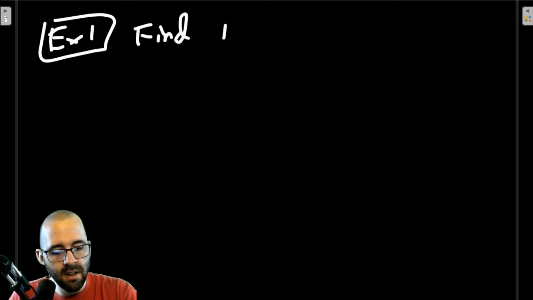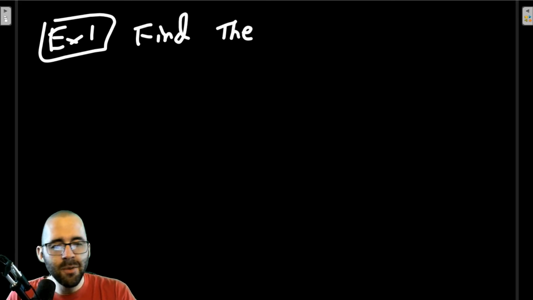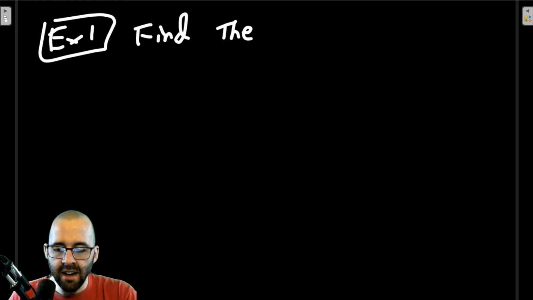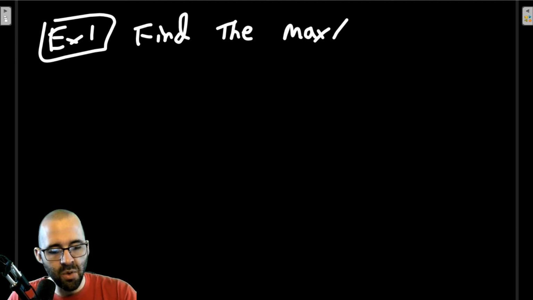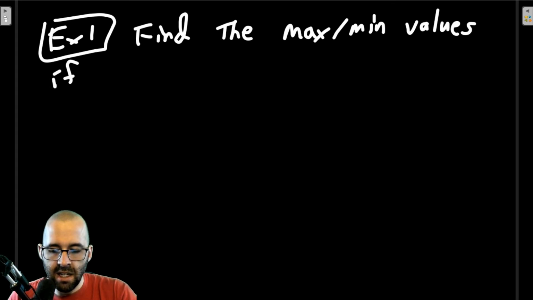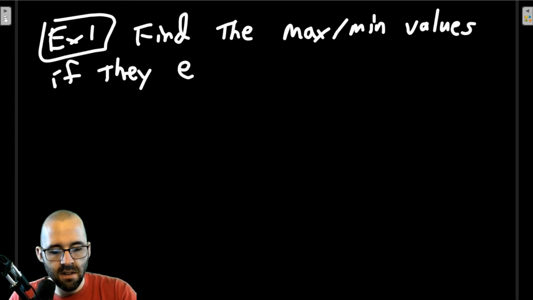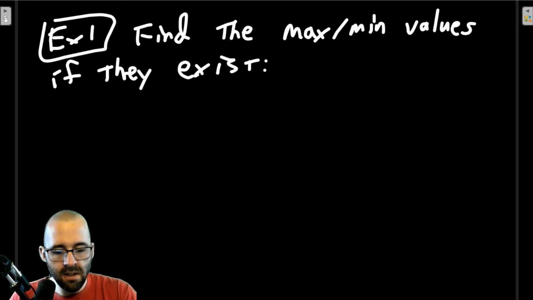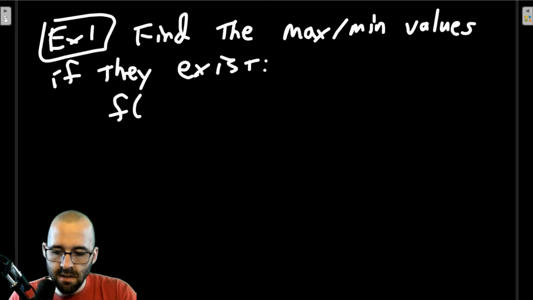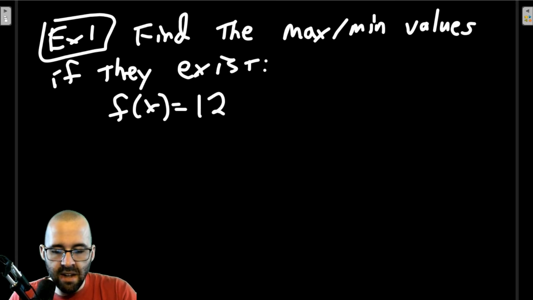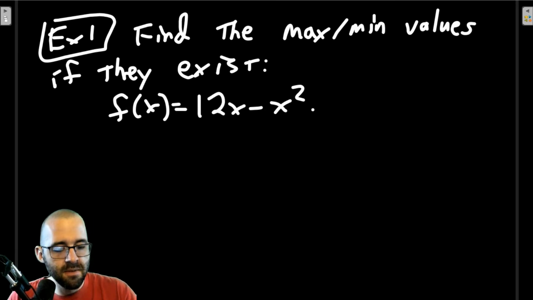Find, remember, sometimes we don't say absolute. Sometimes we don't say global. Sometimes we'll just say find the max and the min. That is a weird looking M. Find the max and the min values, if they exist. And here our function is going to be f of x equals 12x minus x squared.